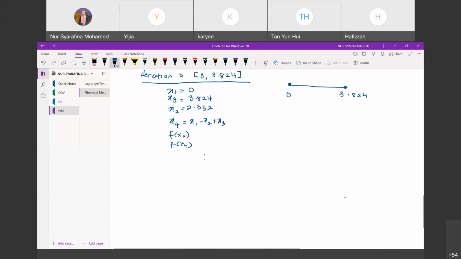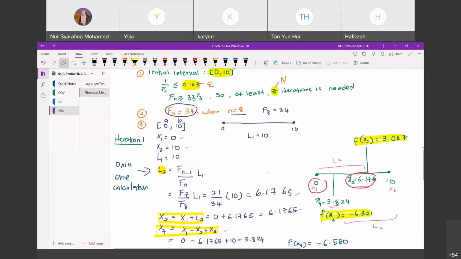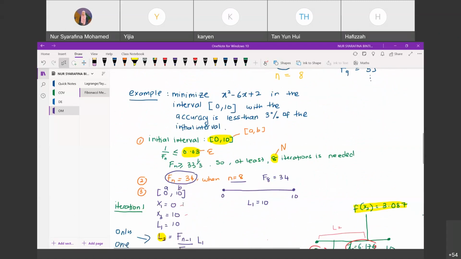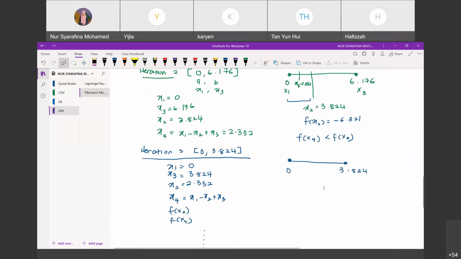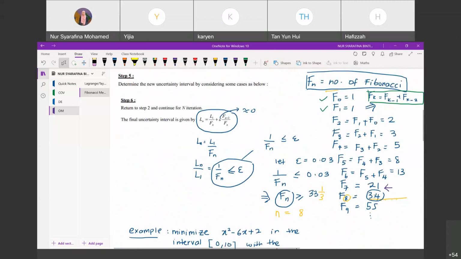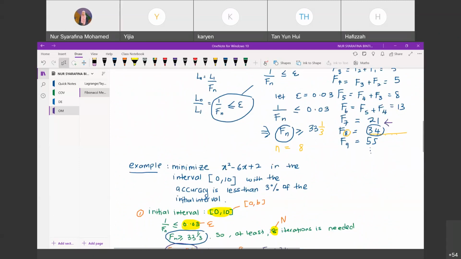Right now I just want to discuss up until iteration number 8. Please proceed. How many iterations do we have to do? Again, 8 iterations, because it is calculated here. When Fn is greater than 33 1/3, then we check the number of Fibonacci. 34 is at n equals 8. So at least we have up until 8 iterations.